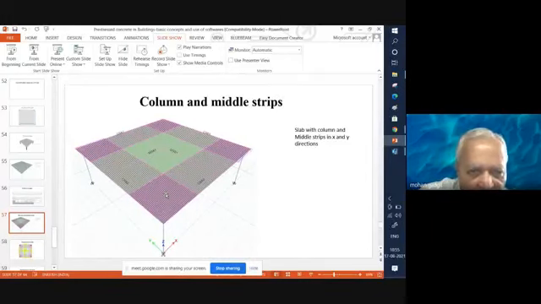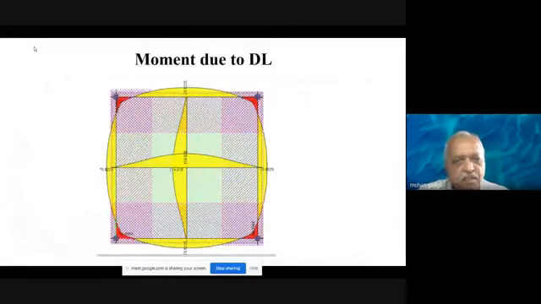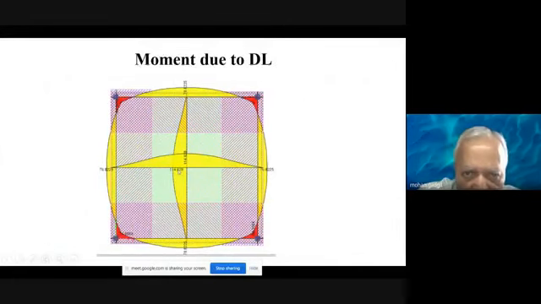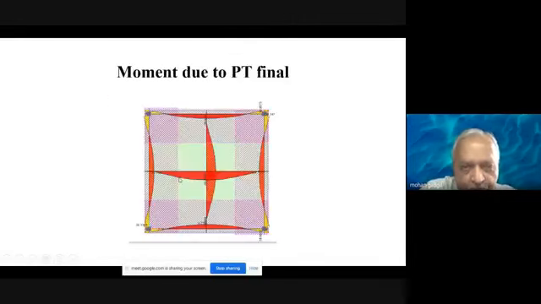Once the analysis is done, we are able to get the moments in the strips. So we have this middle strip in the x direction and y direction. We have the moment due to dead load, that is the self weight of the slab itself. It is 114 kilonewton meter moment, and in both directions it is the same moment, while the column strip has a different moment and so on. So we have these x and y direction moments due to dead load.